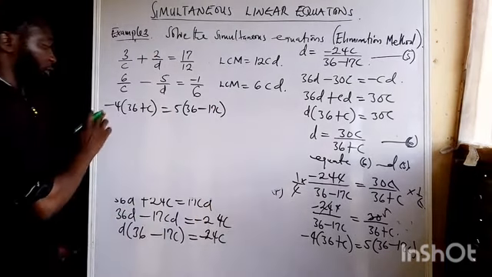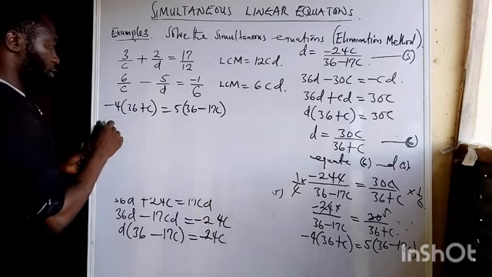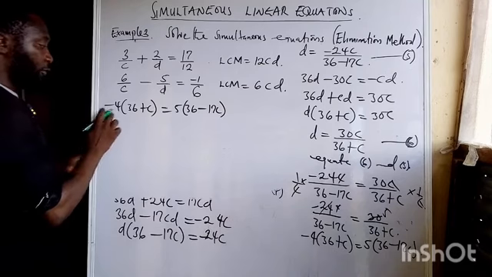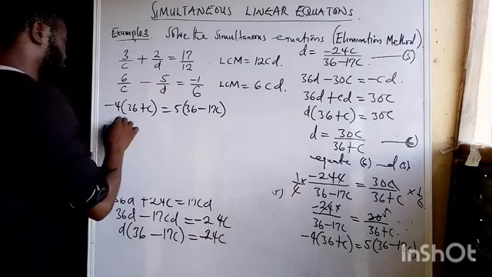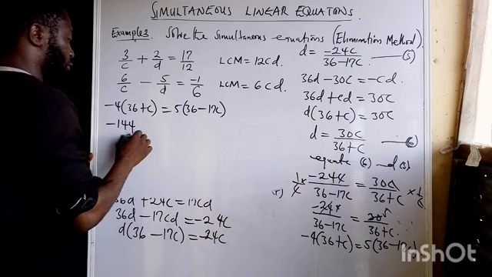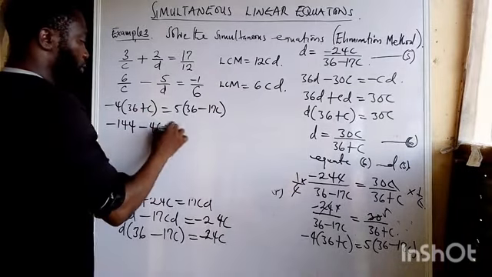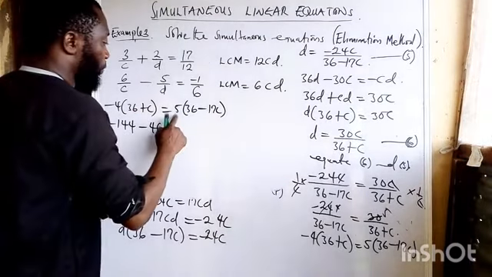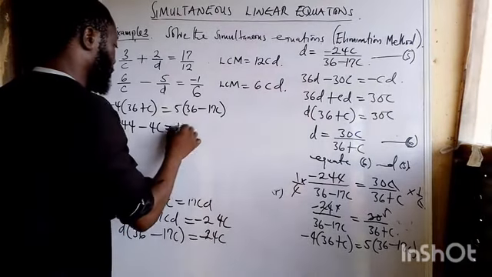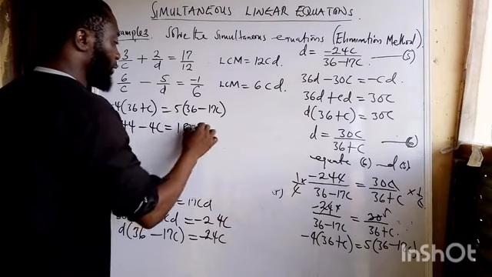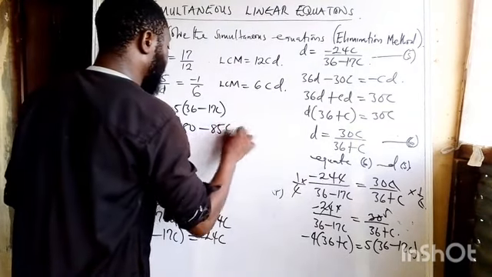Let's open this bracket. This multiplied by this, that is a negative 36 times 4, 144. Negative 144 minus 4 times C, that is minus 4C, equals again 36 times 5, that is 180. 5 multiplied by 17, that is 85. 85C.